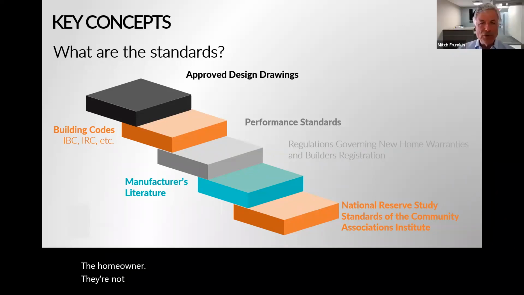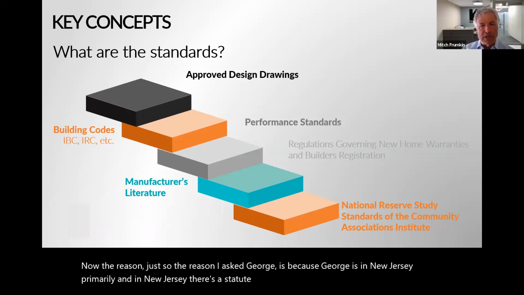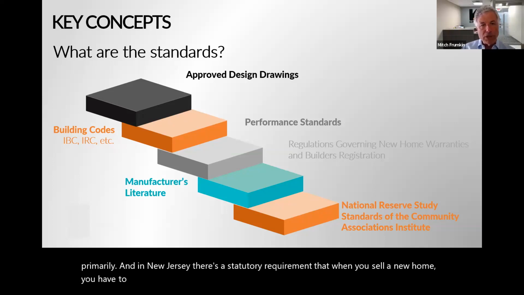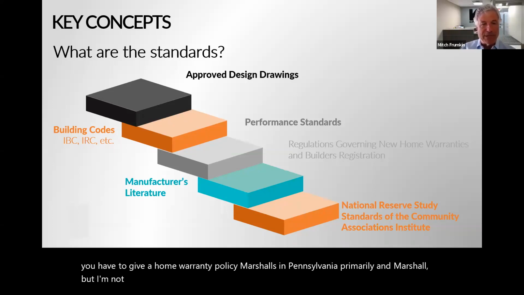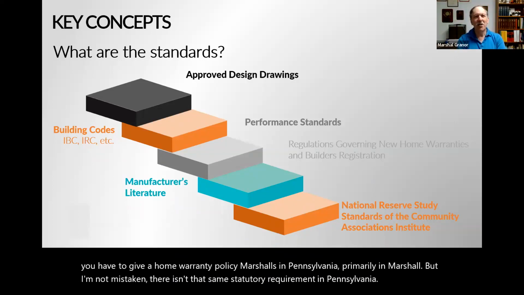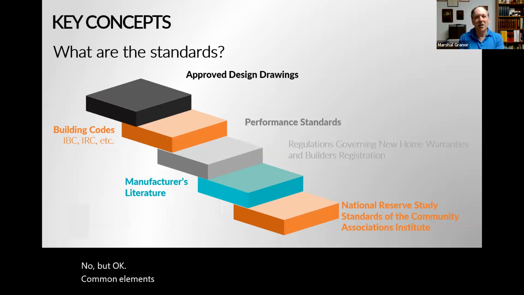Now, the reason I asked George is because George is in New Jersey primarily, and in New Jersey, there's a statutory requirement that when you sell a new home, you have to get a home warranty policy. Marshall's in Pennsylvania primarily, and Marshall, if I'm not mistaken, there isn't that same statutory requirement in Pennsylvania. In Pennsylvania, the developer is responsible to warrant the common elements for 2 years. It's not a separate piece of paper, but it's written into the statute. So you do still have that requirement.